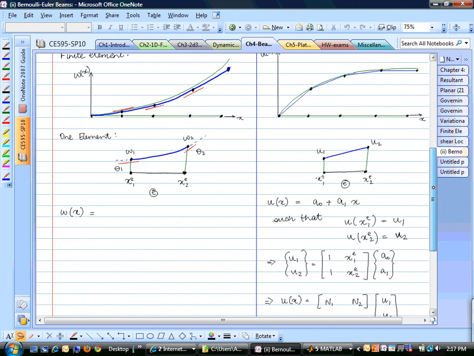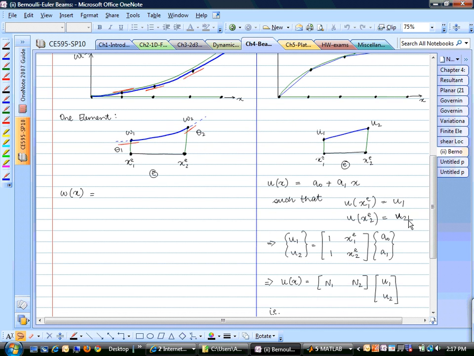So if you use these two conditions, let's take a look at the first condition. U1 is equal to this expression where x is this value. So what we are saying is, take a look at this first equation. U1 is equal to A0 plus A1 times x E1. So essentially we're saying that U1 is equal to this thing when x is here. U2 is equal to A0 plus A1 x2. Again, this equation at this point.